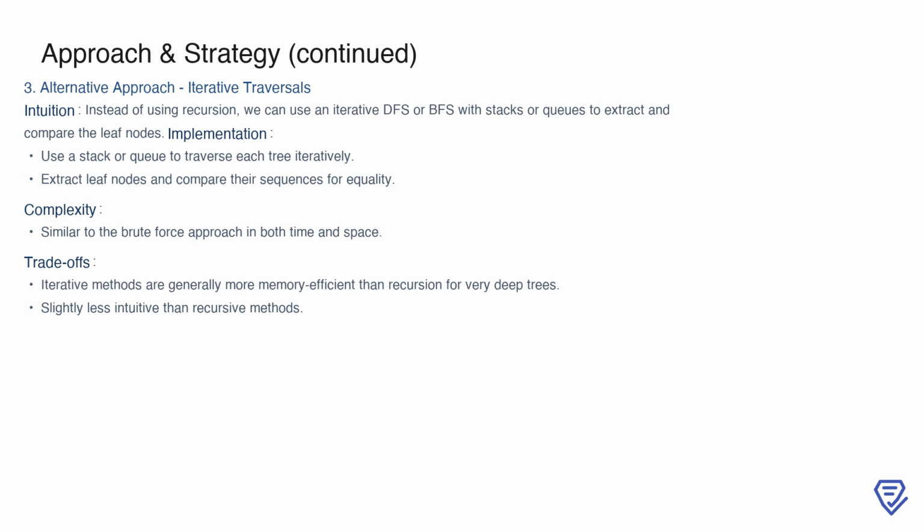However, using an iterative depth-first search or breadth-first search allows us to avoid the recursion overhead, which can be beneficial for very deep trees. For implementation, we utilize a stack or queue to traverse each tree iteratively. As we encounter leaf nodes, we extract them and compare their sequences for equality. The time and space complexity for this approach are similar to the brute force method. The main advantage is that it can be more memory efficient for deep trees, as it avoids the risk of stack overflow. However, iterative methods can be slightly less intuitive to understand and implement compared to recursive solutions.